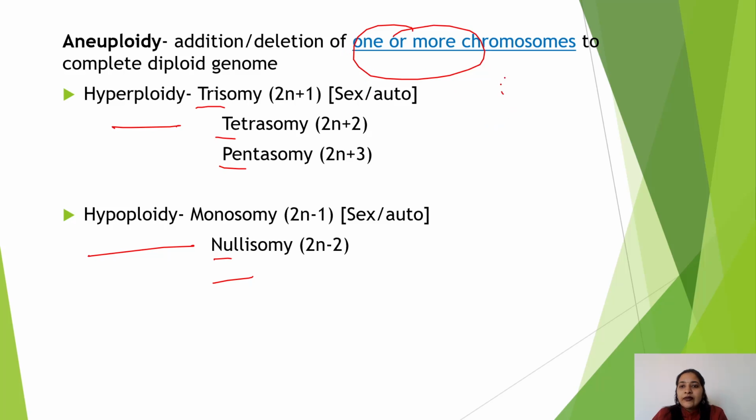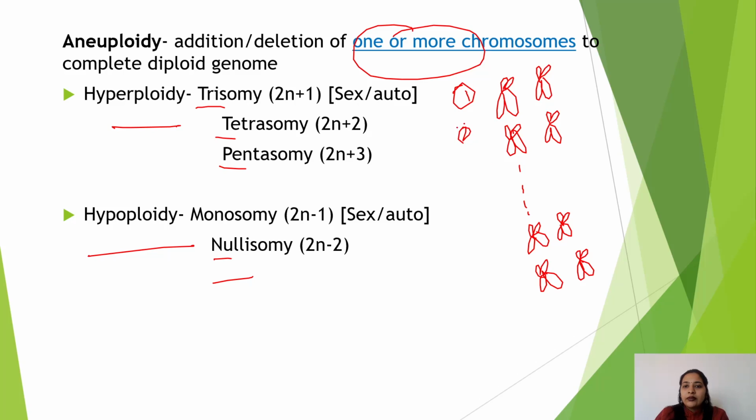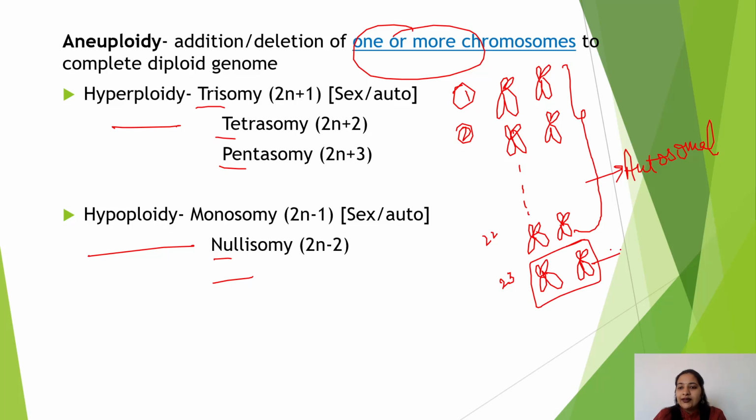See, if you remember, I told you that pair number 1 to pair number 22 are known as autosomes, and pair number 23 is known as sex chromosome or allosome. So if this is pair number 1, this is pair number 2, this is 22 and this is 23. If an error in number occurs from pair number 1 to 22, it is known as autosomal aberration. And if this error occurs in the sex chromosomes, the 23rd pair, it is known as sex chromosomal aberration. I hope it is clear to you now.